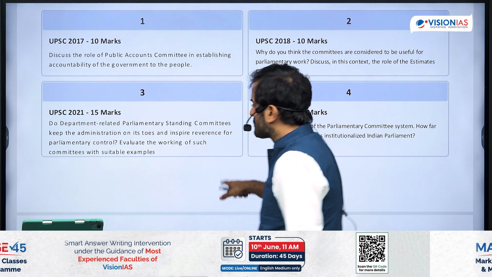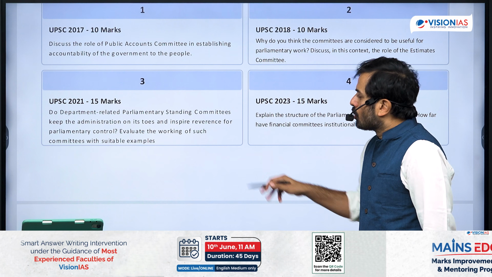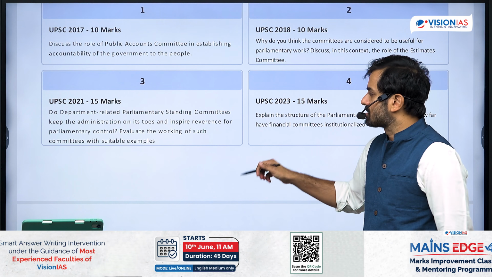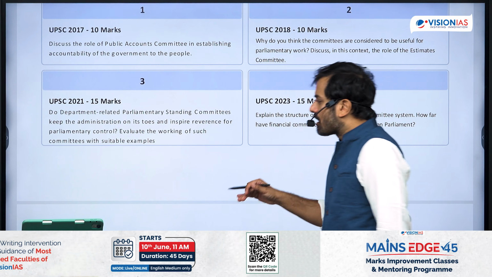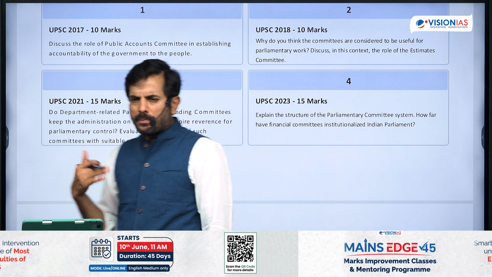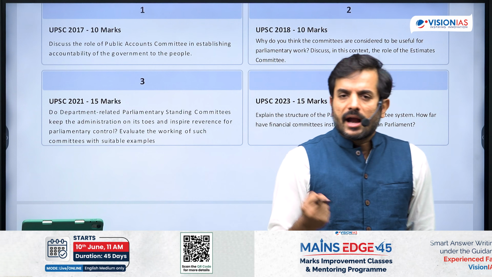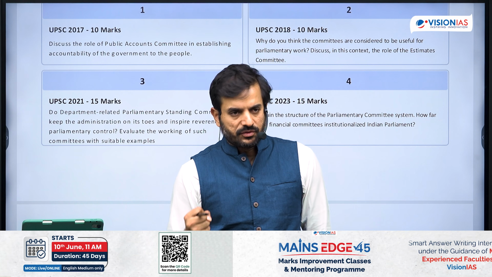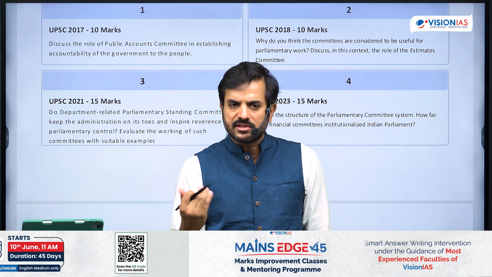The third question is about department related standing committees, asked in 2021. Do department related standing committees keep administration on their toes and inspire reverence for parliamentary control? Do they play a role of keeping the administration on toes? And do they ensure that the executive has respect for parliamentary control? Are they able to achieve the same or not?